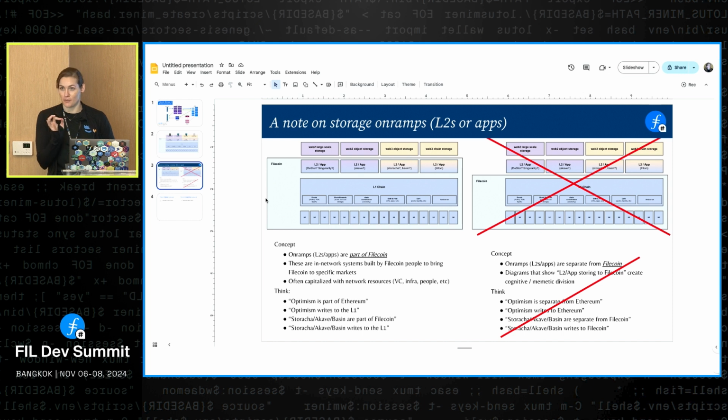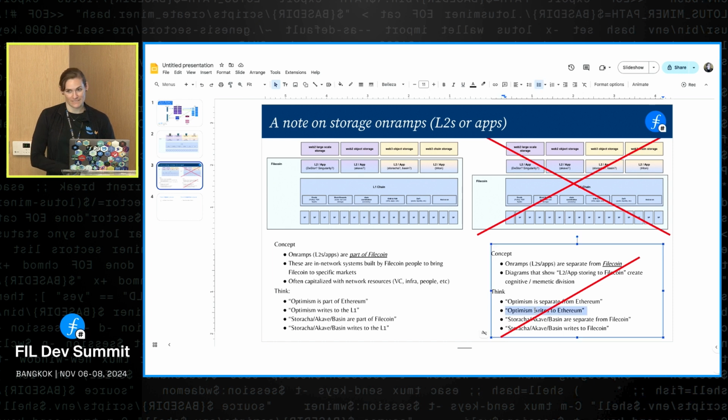Yeah, what you just said is wrong. Oh, see, I get it. So I cannot say writes to Filecoin. Writes to the L1. Okay, this is hard for me.